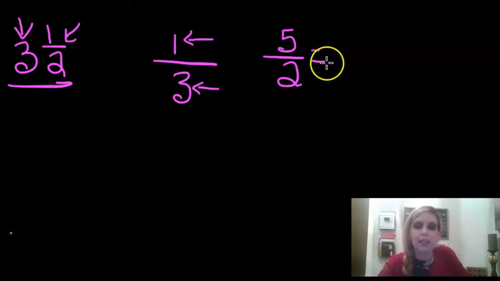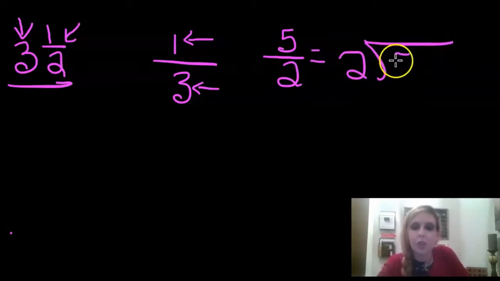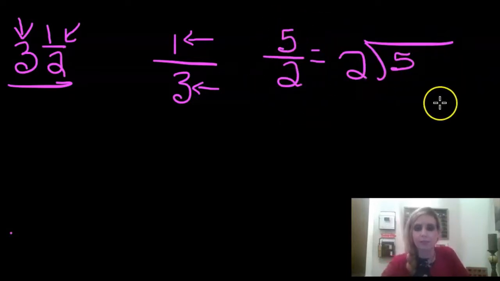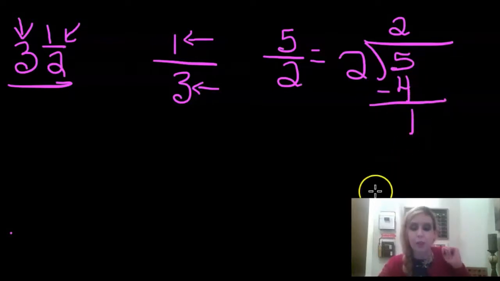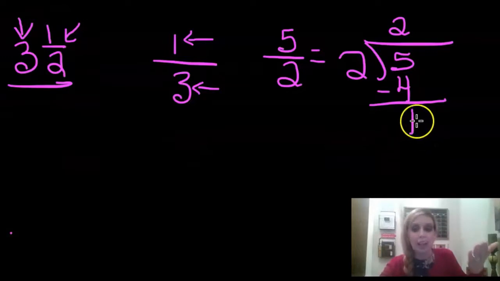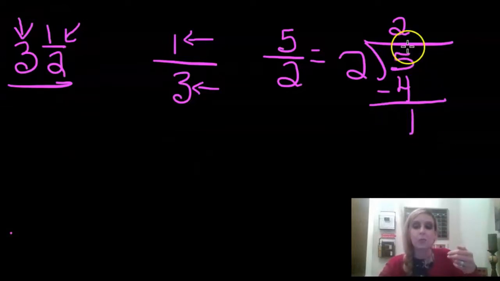Now, I would ask myself, how many times will 2 go into 5? Well, 2 will go into 5 2 times. 2 times 2 is 4. Then I subtract and get a remainder of 1. So this problem has a remainder, so I know it's going to be a mixed number. If I did not have a remainder here, then this would only be a whole number.